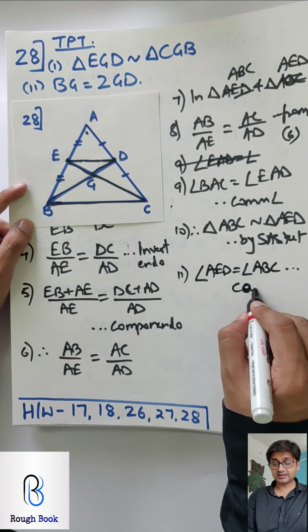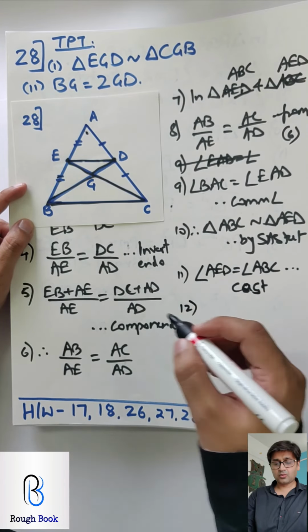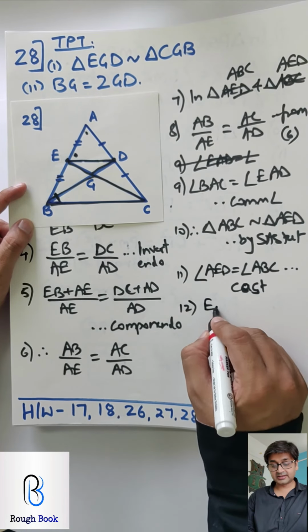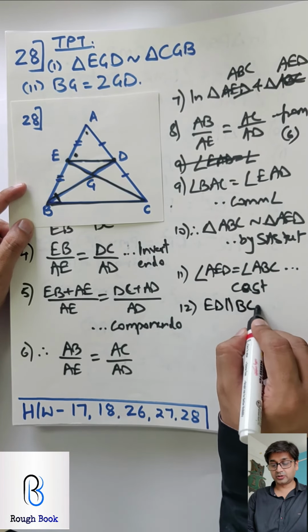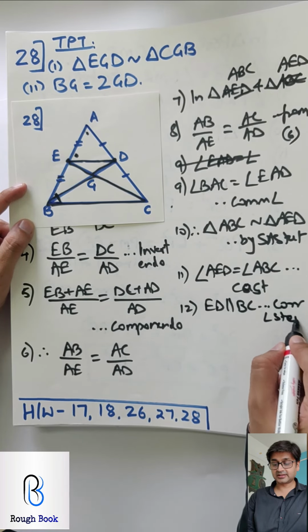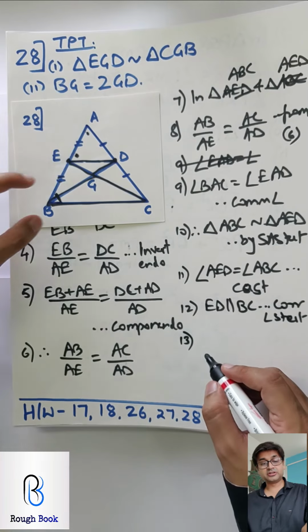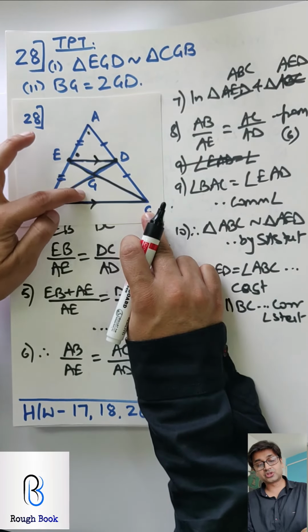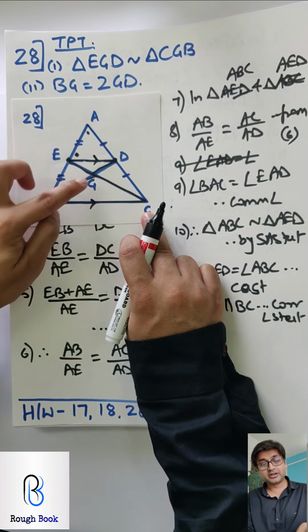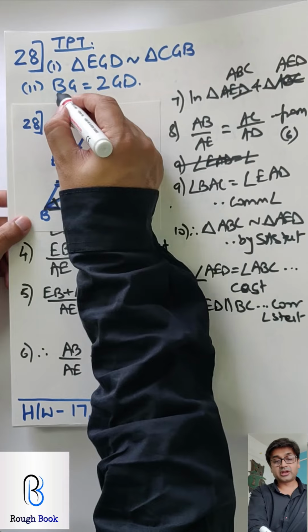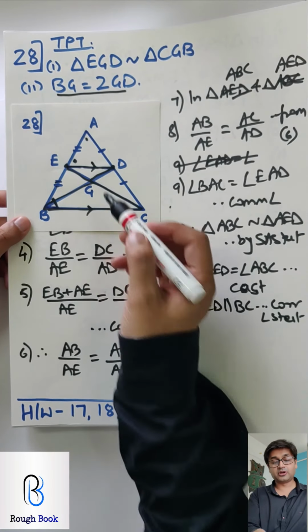Reason: CAST. But why do I want this angle equals to this angle? So that I can say ED is parallel to BC, corresponding angles test. Once I got these two sides parallel, now I can pick up these two triangles, prove them similar by AA test. But before we move ahead, let's look at the second part, BG double of GD.